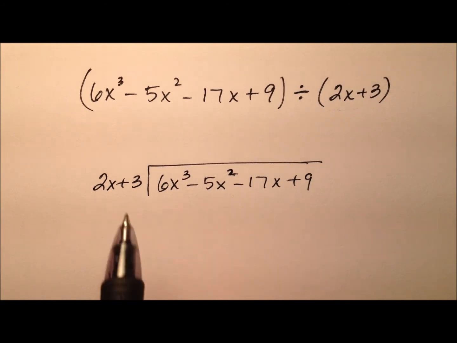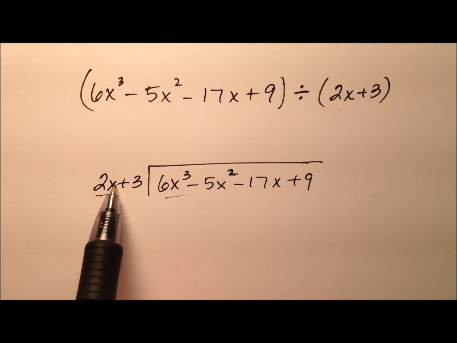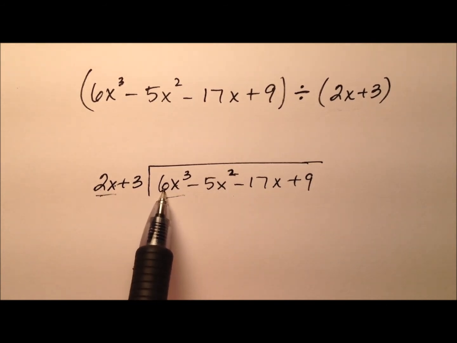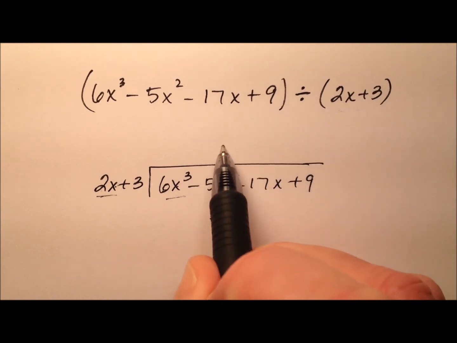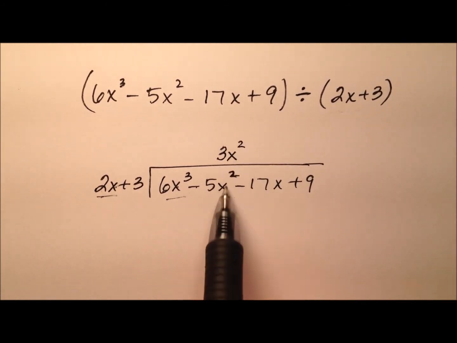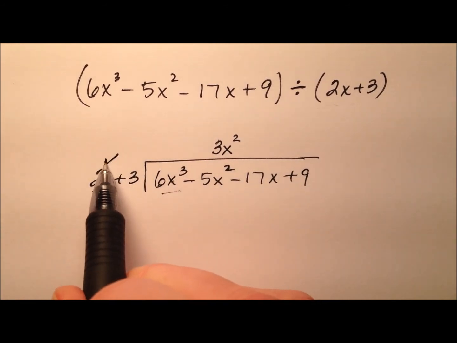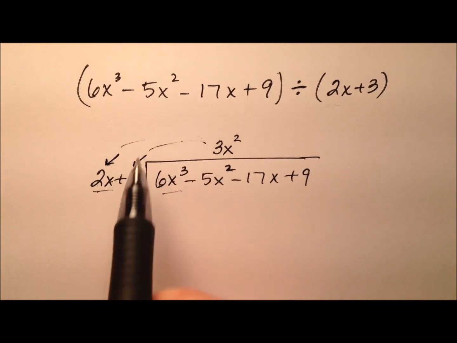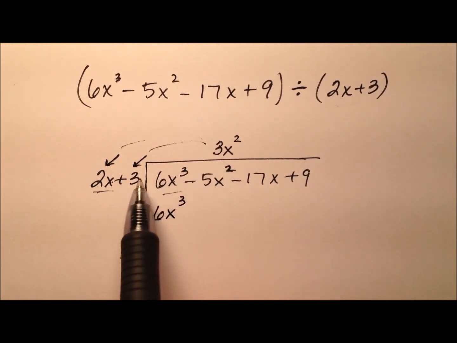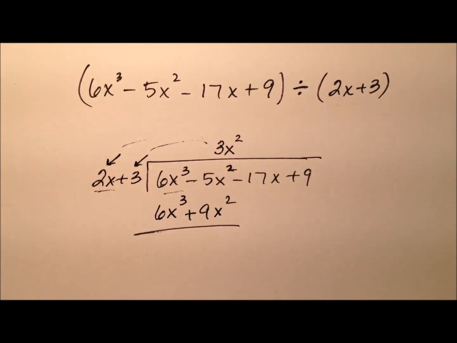Okay, so same kind of thing. First term to first term. What do I need to multiply by 2x to get 6x cubed? Well, I need to multiply by 3x squared. So I'm going to go ahead and put that 3x squared above my negative 5x squared so I can keep those like terms vertically aligned. And then I'm going to come back through and distribute here. So I'll get 6x cubed for that first one, and then 3 times 3 is 9, so positive 9x squared.